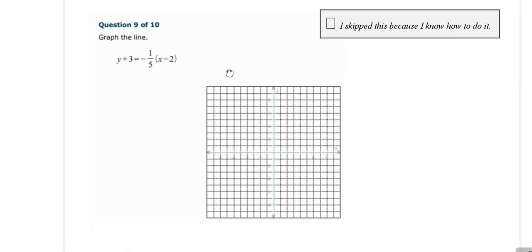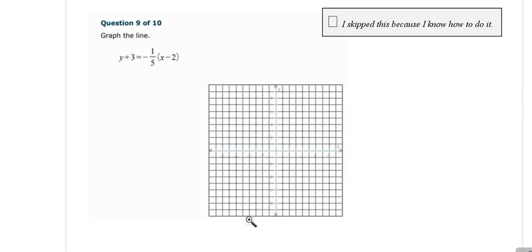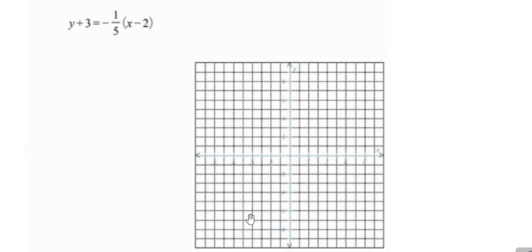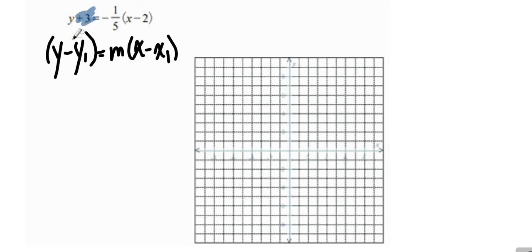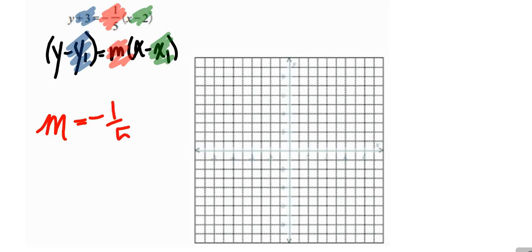We're going to graph the line, and it is in point-slope form. Point-slope form. So first off, y minus y1 equals slope times x minus x1. We want to find our x1, our y1, and our slope. So first off, the slope is equal to negative 1/5. That's easy.